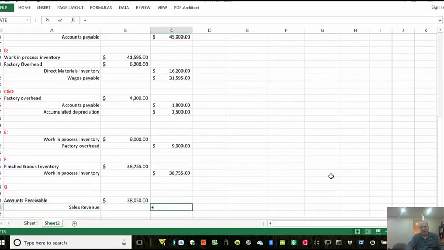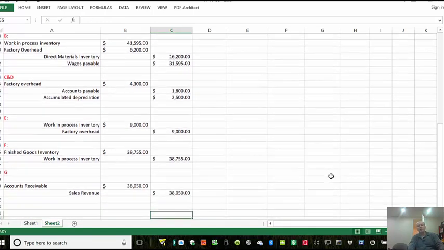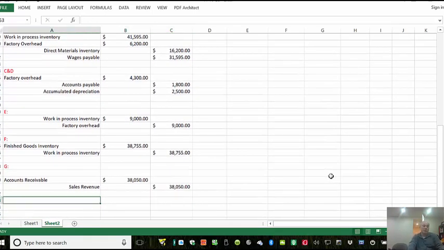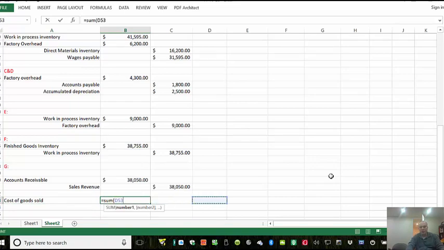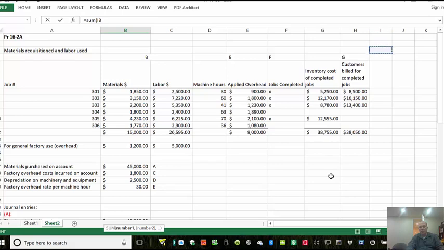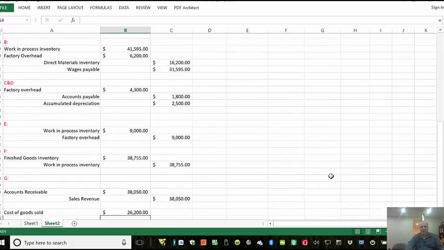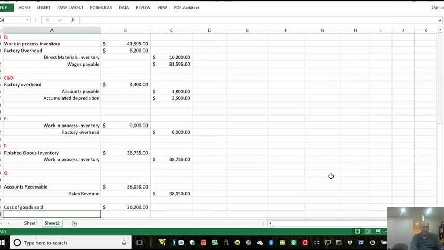This amount. And don't forget the one final step is that these are items sold. You need to record cost of goods sold. Right? What was the cost of goods sold? Well, it was the cost of inventory which was sold. In this particular case, we sold these three items right here, and we know that the job completed is this amount. So this is $26,200, and you need to credit finished goods inventory for that amount.